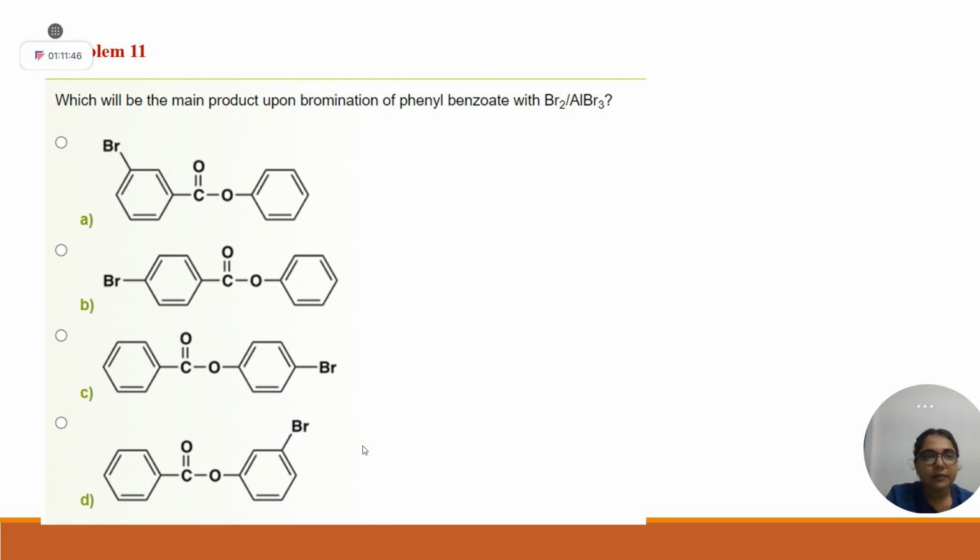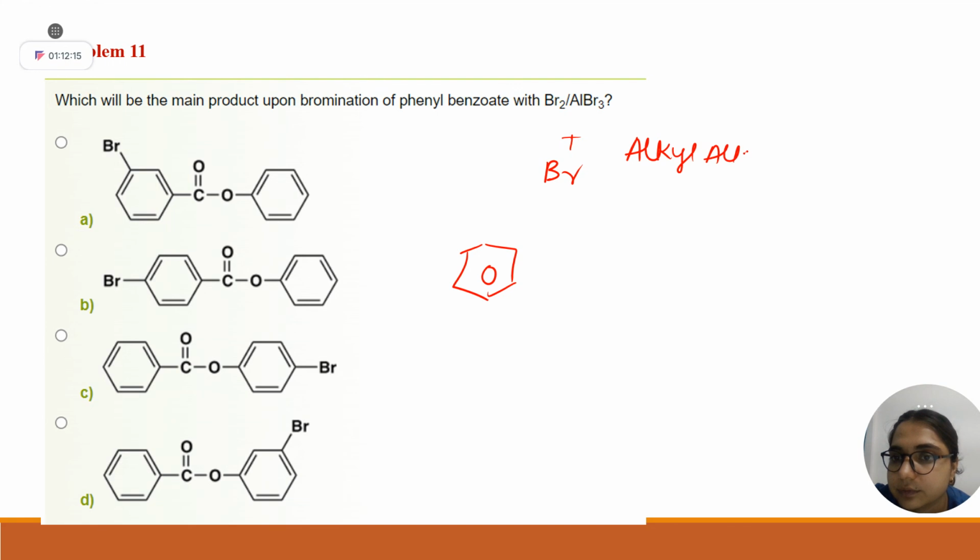In problem number 11, a very easy question it is. They are asking which will be the main product upon bromination of phenyl benzoate. First of all, what is phenyl benzoate? I will tell you. With Br2, AlBr3. Active electrophile, Br positive. If you remember the nomenclature of esters, it is alkyl alkanoate. Alkyl is the group attached to your oxygen side. So phenyl benzoate, benzoate is with benzene. So this is your phenyl benzoate. Yes or no?